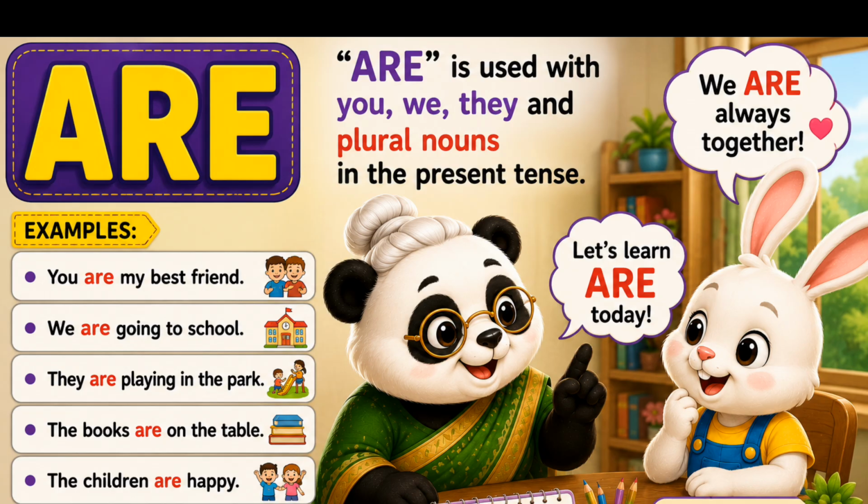And the last one is R. R is used with you, we, they and plural nouns in the present tense. We are always together. You are my best friend. We are going to school. They are playing in the park. The books are on the table. The children are happy. So we used are with plural nouns.